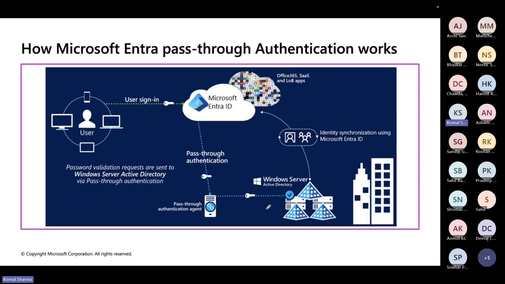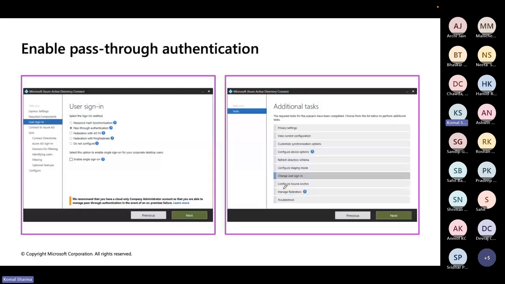Here in this diagram, you can understand it in a better way. Pass-through authentication allows your users to sign in to both on-premises and cloud-based applications using the same password. This feature provides your users a better experience: one less password to remember. It also reduces IT help desk costs because your users are less likely to forget how to sign in. When a user signs in using Entra ID, this feature validates the user password directly against your on-premises Active Directory.